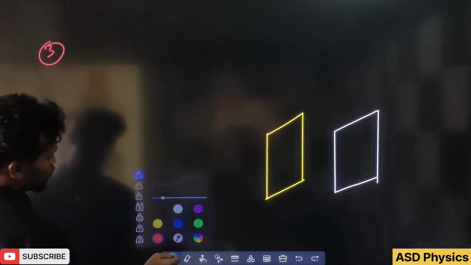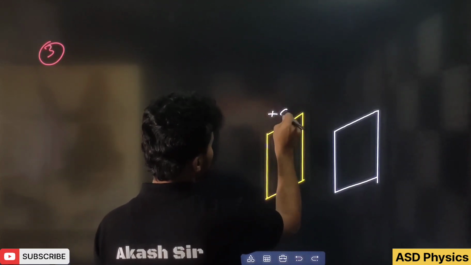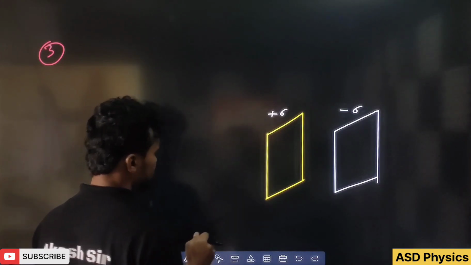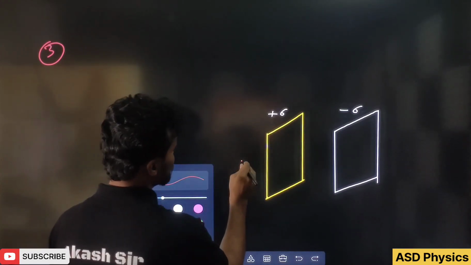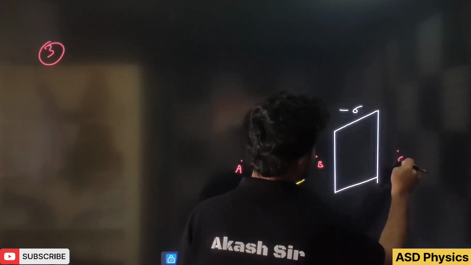Next one, students, we are going to see the third case. Here we are going to take the opposite kind of charges. Let's take for example, here I have taken plus sigma, and here I have taken minus sigma. Very important from the capacitor point of view. So if I take some points here, let me again take point A, point B, and here point C.